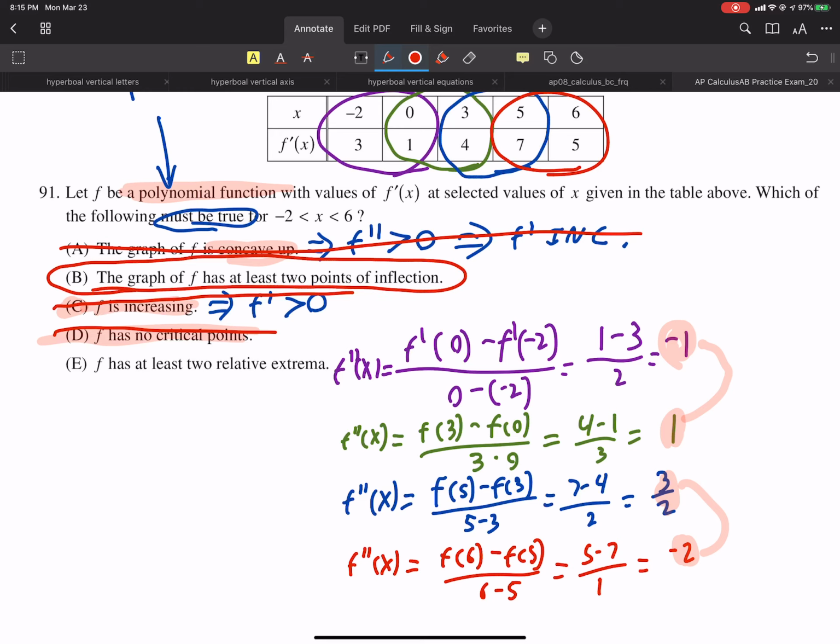The relative extrema: to have 2 relative extrema, you would have to have 2 places where the derivative changes signs, and we don't have that. We don't know. It could happen, but all of our data are always positive. So, bam. We are done.